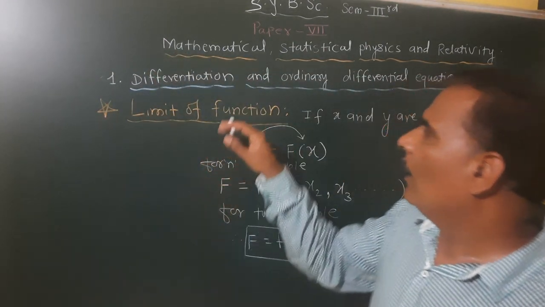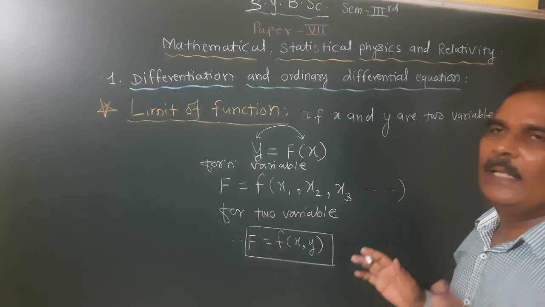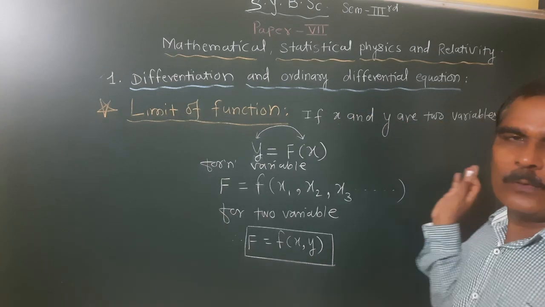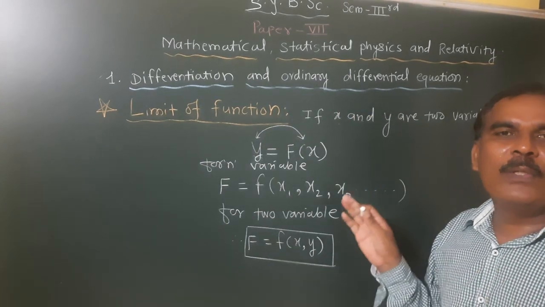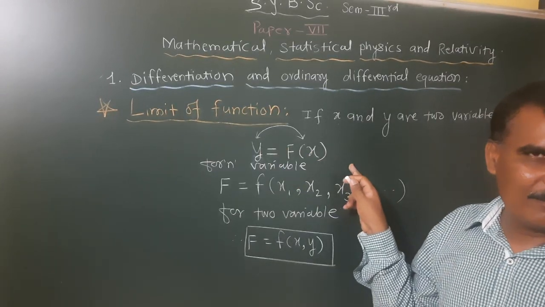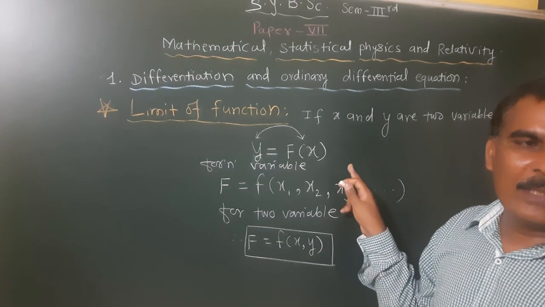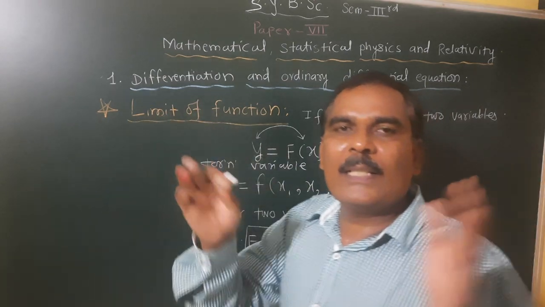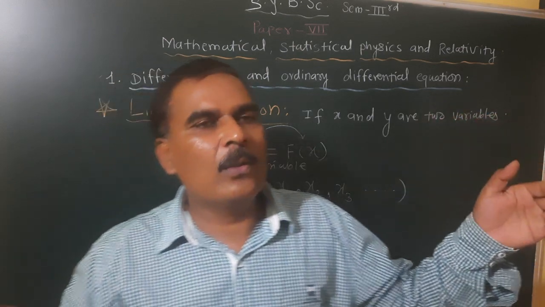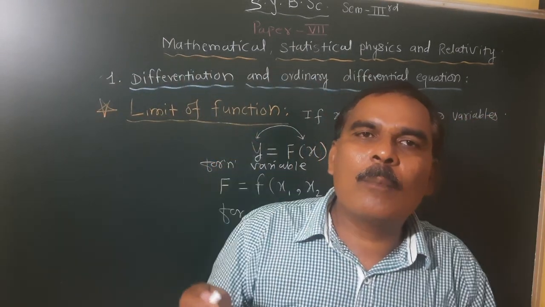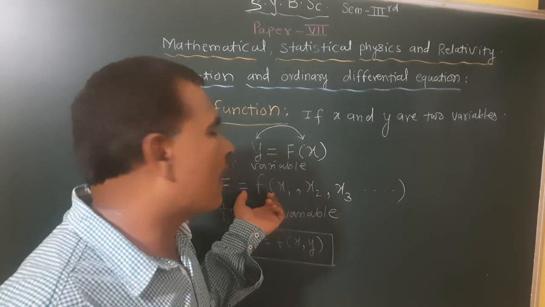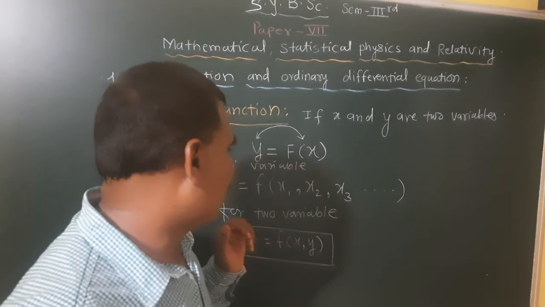Now, what is the article we have? Limit of function. What is the limit of function? If we consider the two variables x and y, we consider y depends on x. Means y is a function of x. And when we consider n number of variables, first one is x1, second is x2, x3, x4, xn. When n independent variables are considered, we say that function f is equal to f of x1, x2, x3, xn.